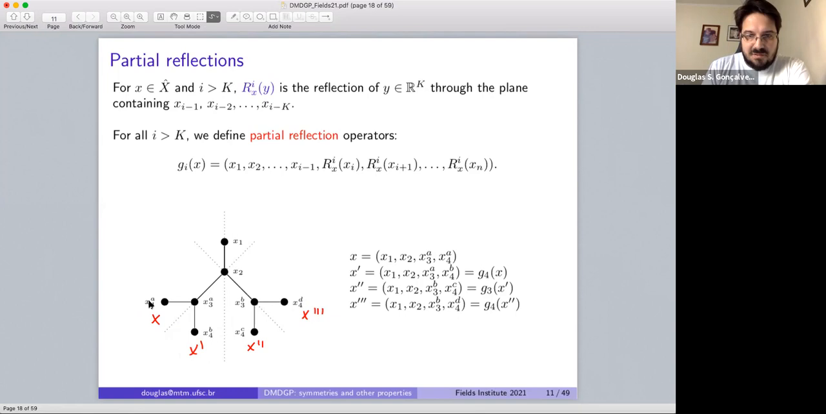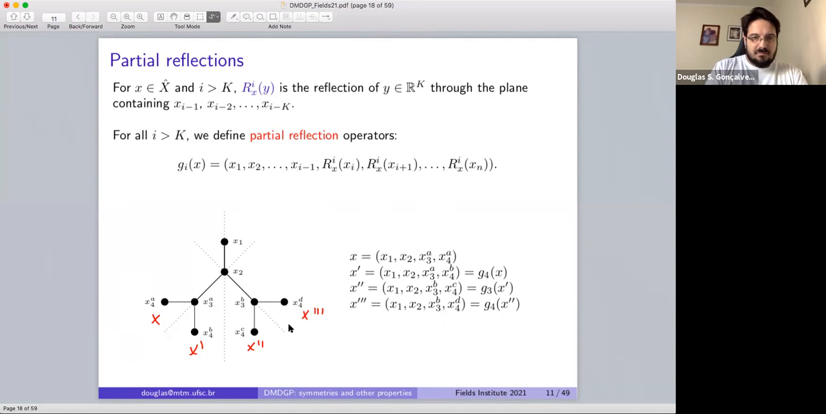Here we can see that X prime is the partial reflection applied to the realization X, which means that we reflect this vertex and maintain all the others, and then we obtain X prime. X2 prime is the reflection of X prime through the first hyperplane. So if you reflect this realization through this hyperplane, we obtain X2 prime. And X3 prime is obtained by the reflection of X2 prime through this other hyperplane.